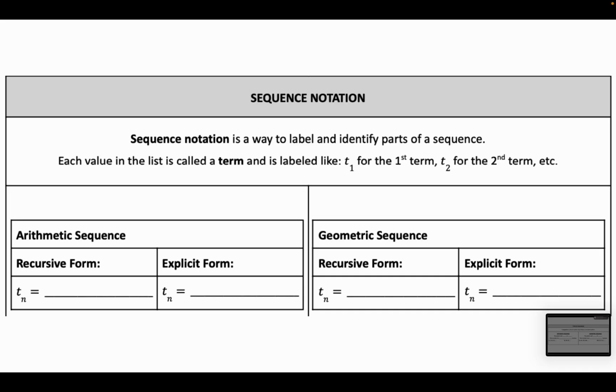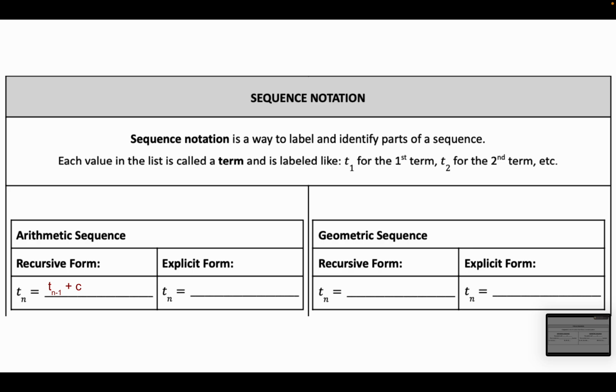What we're going to talk about next is how we can write them as formulas. We sometimes call this sequence notation. Okay, so for an arithmetic sequence, and we're going to talk about two different types of formulas that we can write for our sequences, so recursive and explicit formulas. So for an arithmetic sequence in the recursive form, we write this as Tn equals Tn minus 1 plus C.